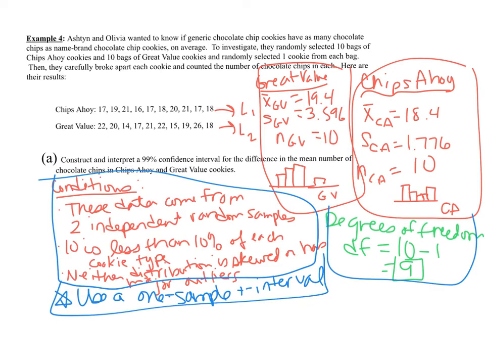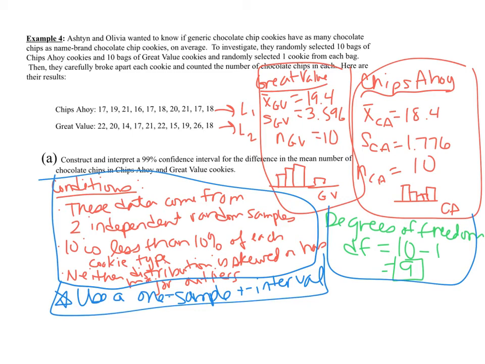Okay, so I wrote my conditions out. Make sure that you have 2 independent random samples. 10 is less than 10% of each cookie type. You have to check those separately, especially if your sample size is different. Also, you must write down that the distribution is not skewed, has no major outliers, and you need to draw that. I think I mentioned that already, but just want to emphasize that. The other thing is you need to mention that we are going to use a 1 sample t interval.